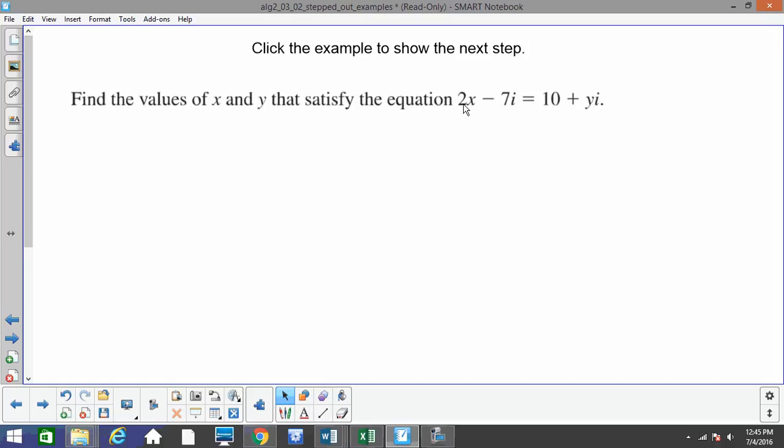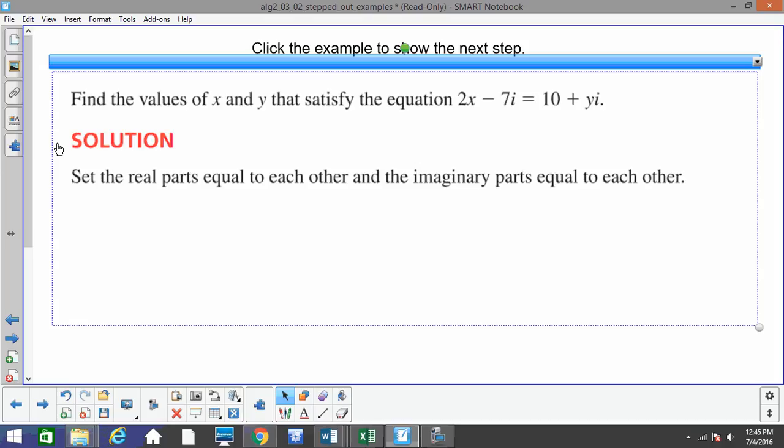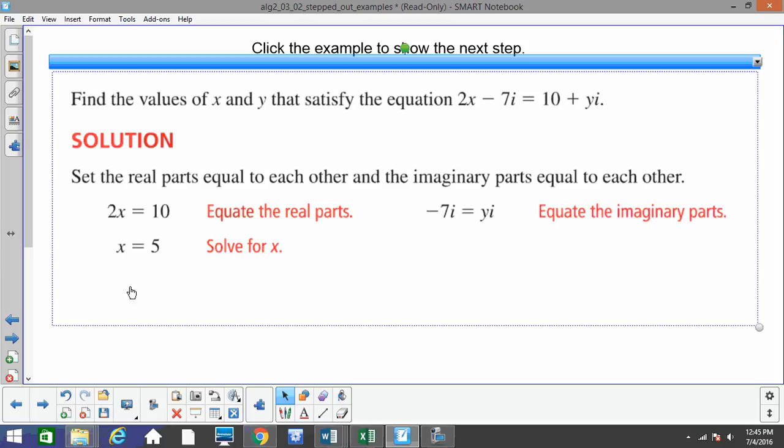So 2x means that you're going to have the real part. So you set those equal to each other. 2x equals 10. Well, that's easy. x equals 5. Then you take the imaginary part, -7i equals yi. Solve for y. y is going to be -7. So you just figured it out. Don't overthink these ones.